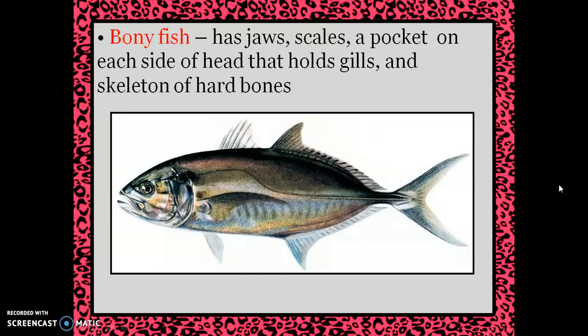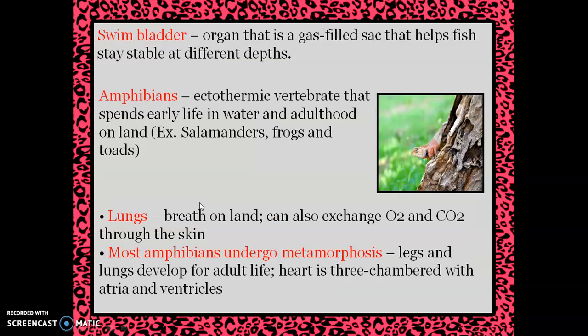Let's talk about bony fish. That's our last type of fish. They have jaws, scales, and a pocket on each side that holds the gills. They also have hard bones. And you can see here the pocket that holds the gills. This is called a gill slit. The fish will pull in water either through its mouth. Some of them do have nostrils. They can pull in water through those openings. The water will go over the gills. The gills will pull out the oxygen, and the oxygen will be put into the blood or into the swim bladder.